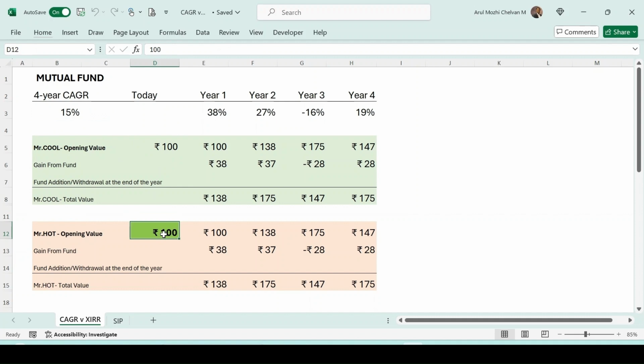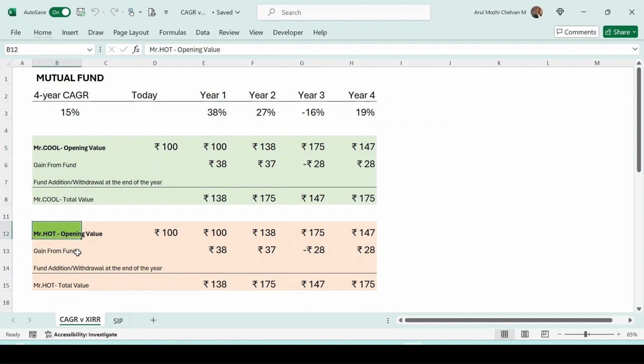In the first year, the fund generated a return of 38%. So both Mr. Cool and Mr. Hot earned rupees 38 in the first year. So the total investment will be 138 for both the investors. Now both were pleased with their gains. They gained 38 rupees on their initial investment of 100. Moving into the second year with rupees 138, the fund then grew by 27%, increasing their investment to 175. You can see here both of their investments are 175 now.